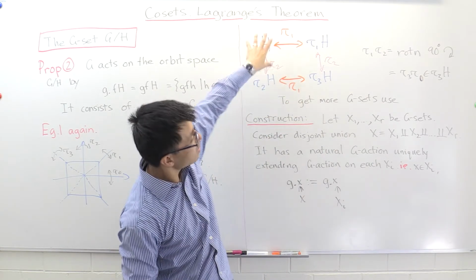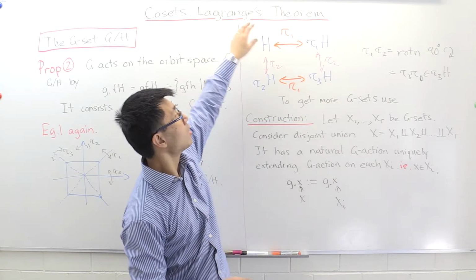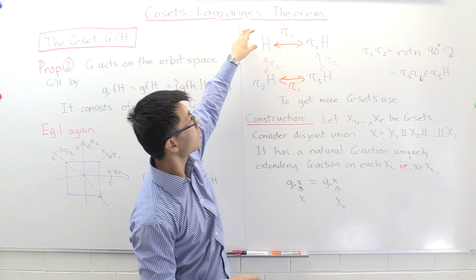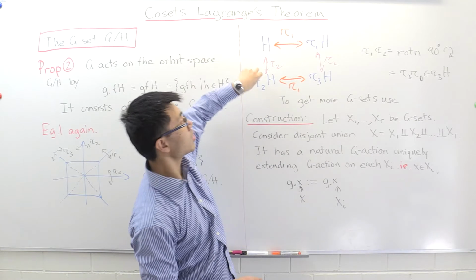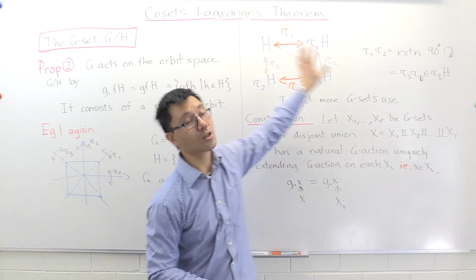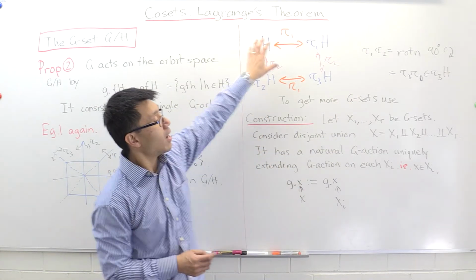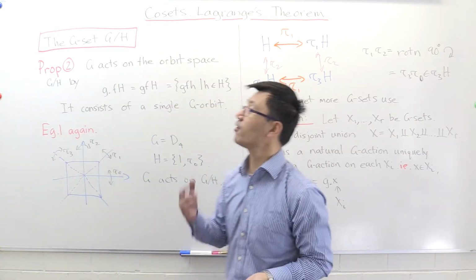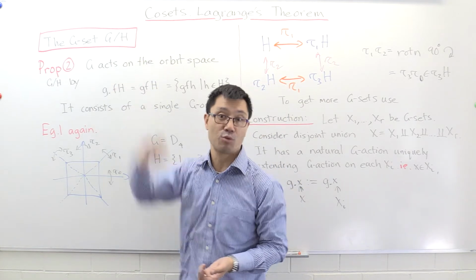And it's already clear from this example here that this contains a single orbit. Let's just apply some group elements to H. You can send it using tau 1 over here, tau 2 to here, and then tau 1 to here, and you've mapped it across all the elements here. So there's just a single G orbit here. And that's how this G set works in this case. So that's great. We found a way of manufacturing a G set just from a subgroup of G.